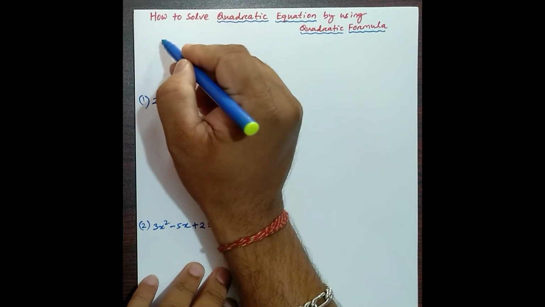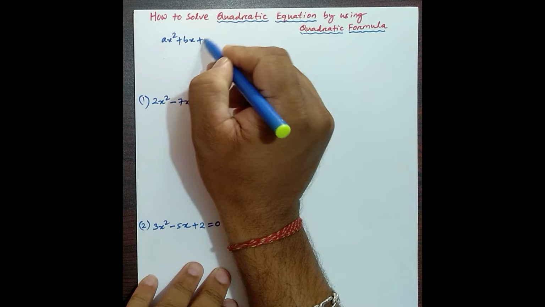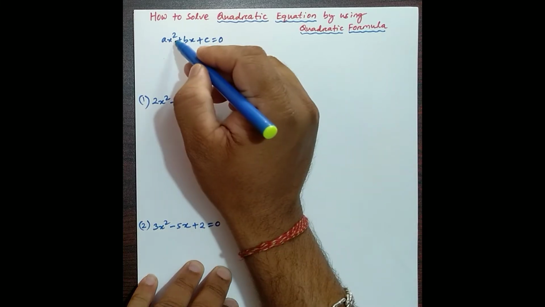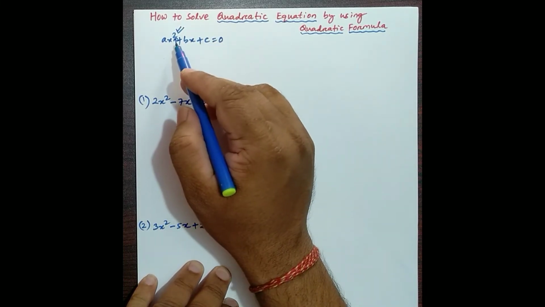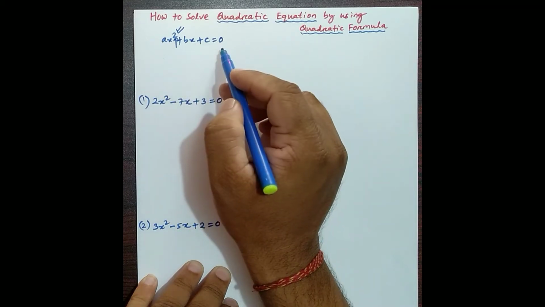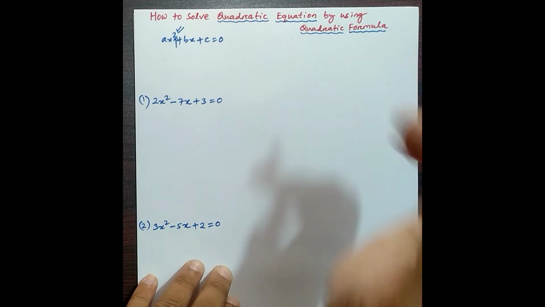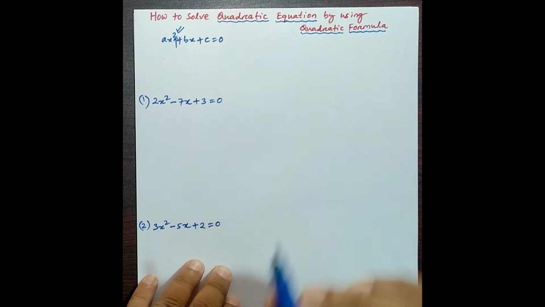Let's suppose I am writing ax square plus bx plus c is equal to 0. This is called a quadratic equation, right? Why is it called a quadratic equation? Because look here, the highest power of the variable is 2. As the highest power of the variable is 2, obviously this kind of equation is called a quadratic equation. Okay, the question is asking how to solve the quadratic equation by using the quadratic formula.